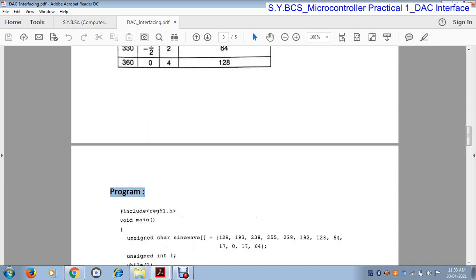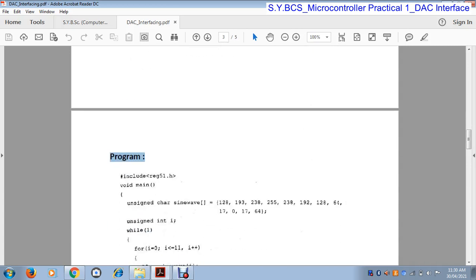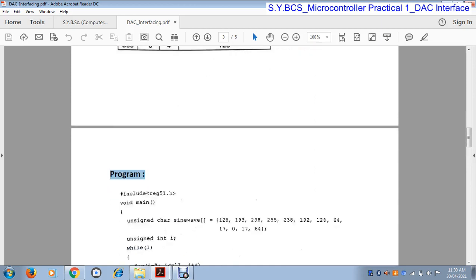Now to define this step size, here we give an array. Unsigned char sine wave. In this array we write these step sizes: 128, 192, 256, 238, 192, 128, 64. So here we write the step size.